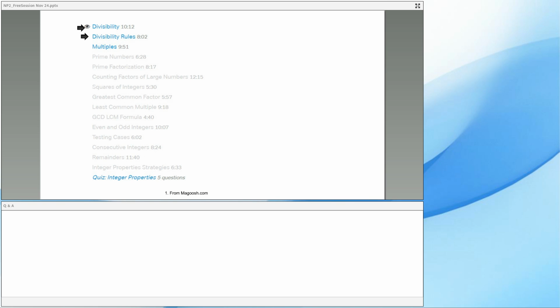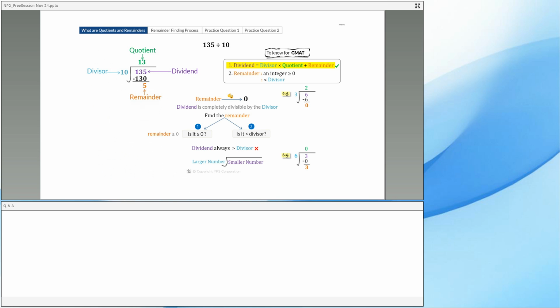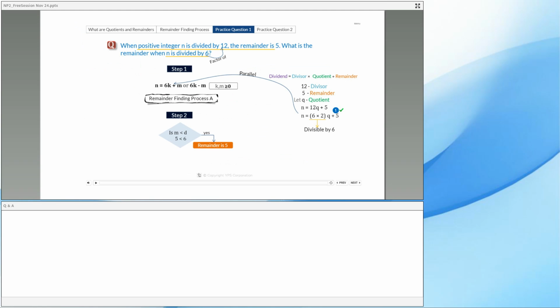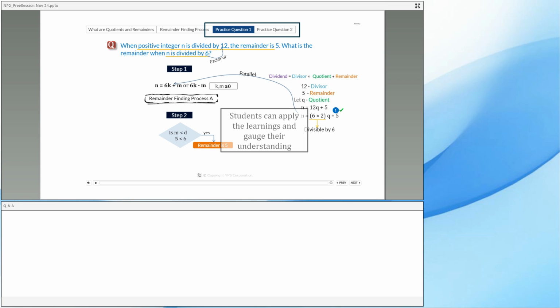Now let's see how our files look. Here is how you go within a concept overall, where we teach you the concept. We actually teach you how to apply that concept, and then we make you practice on that, and we show you that application right then and there. Now when you do that, you can gauge your understanding. You can figure out how well you've learned.